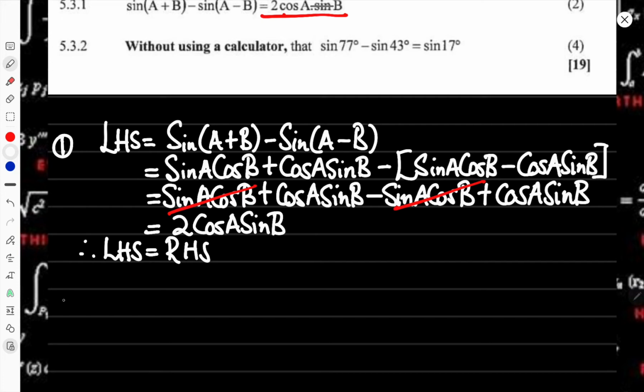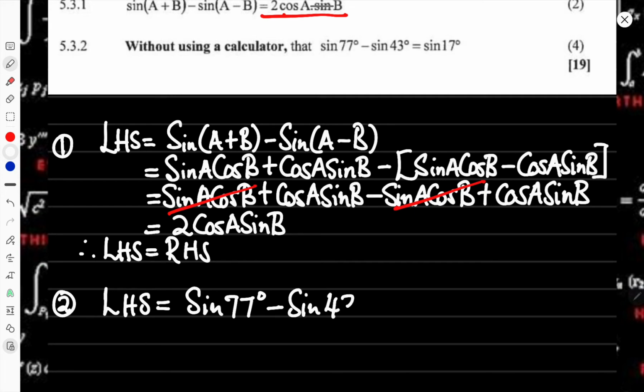As for the second one, we'll need to prove that, okay, the left hand side, sine 77 minus sine 43 equals the right hand side, which is sine 17.